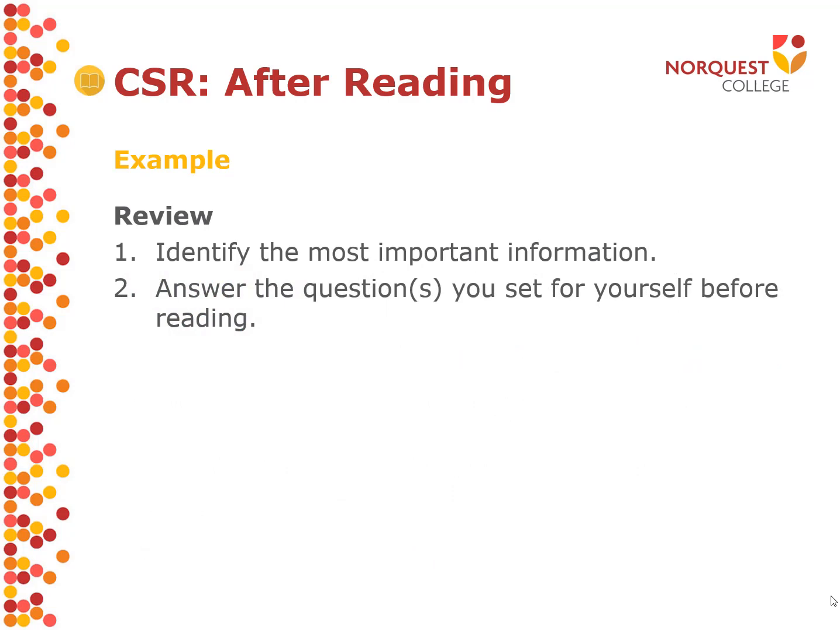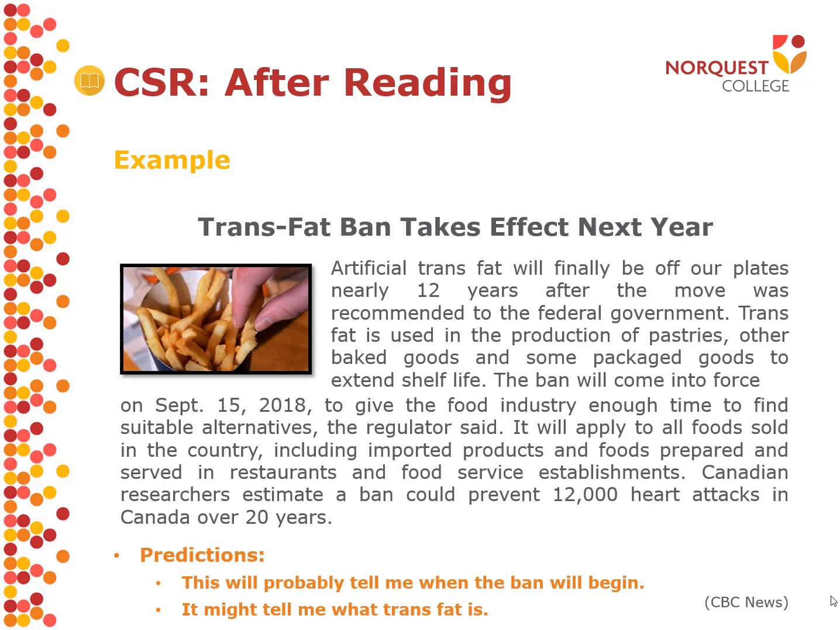Now, as a final review, you also want to have students identify important information and answer the questions that they set for themselves before reading. The predictions we said that students might make about this text were that the text might tell them when the ban began. A student might also have predicted that the text will tell them what a trans fat is. If these were the students' predictions, they'd see that both of these pieces of information were found in the text. The text tells them when the ban begins. It also tells them what a trans fat is.